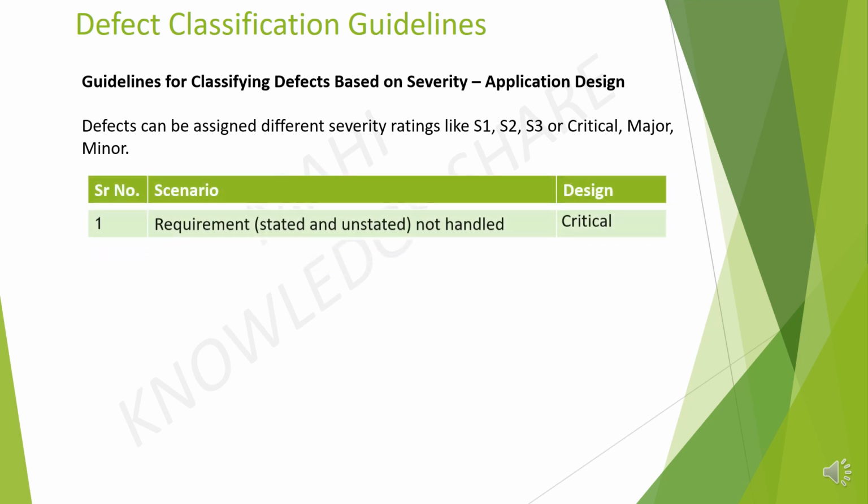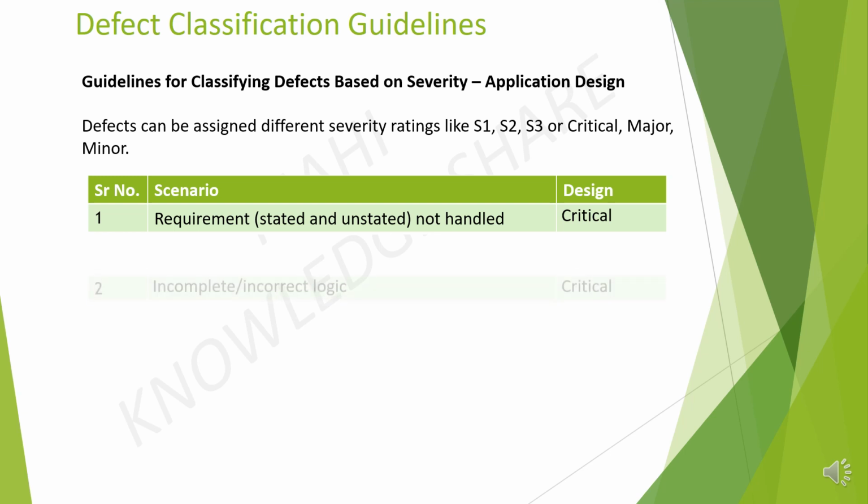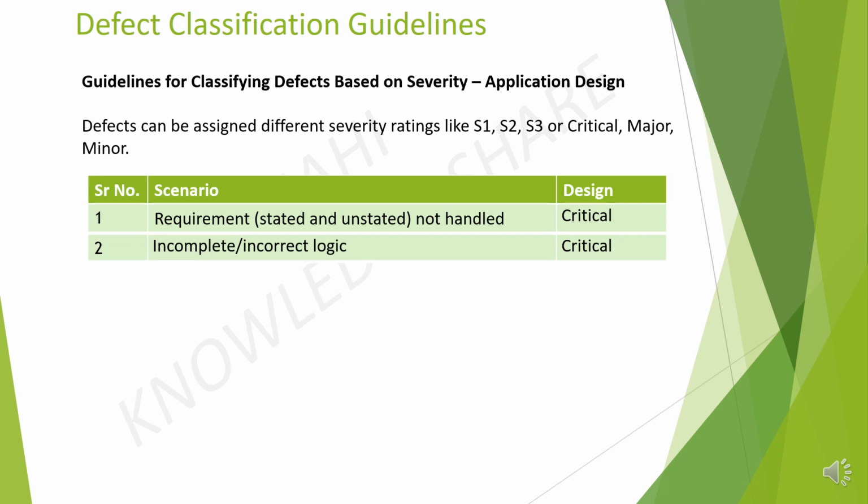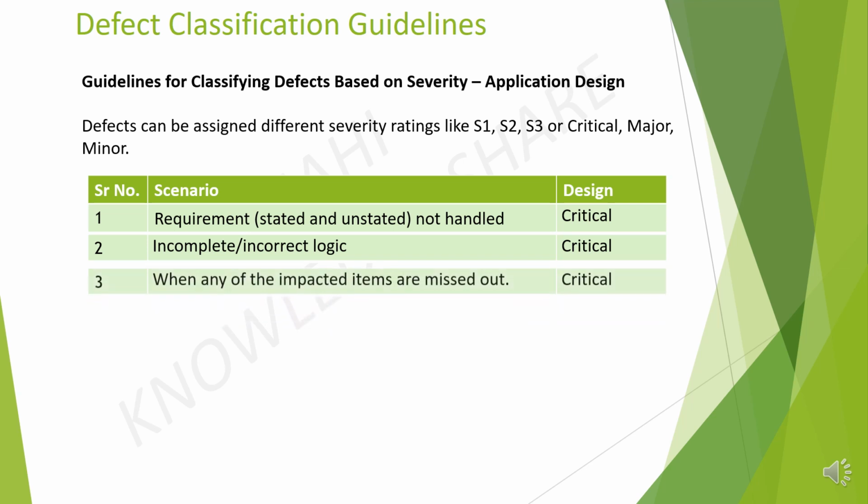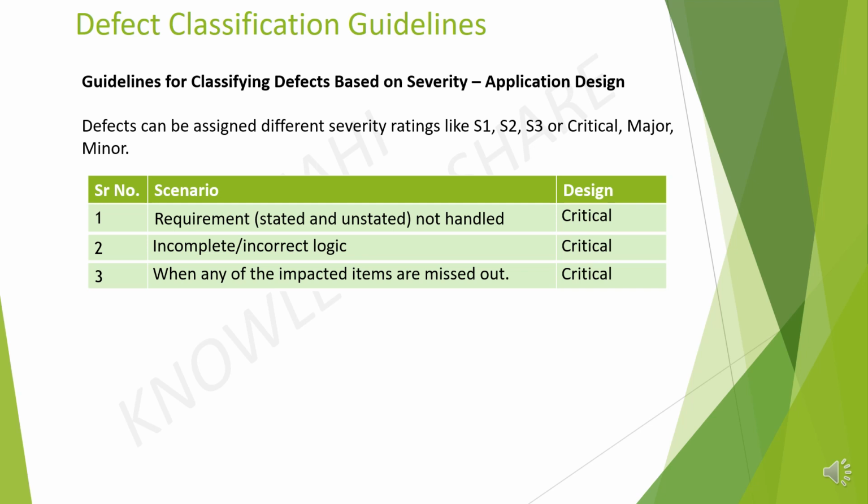Scenario number 1, requirement not handled or captured correctly. It's critical defect. Scenario number 2, incomplete or incorrect logic in the design. Then severity is critical. Scenario number 3, when any of the impacted items are missing out. Severity is critical.